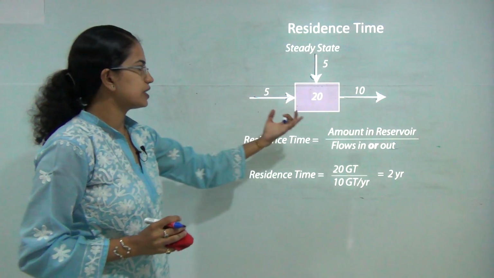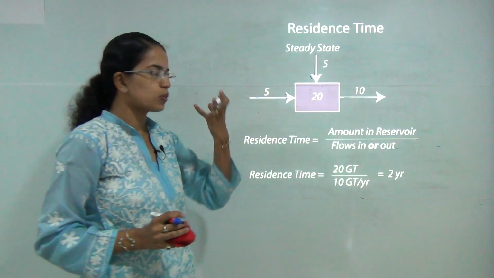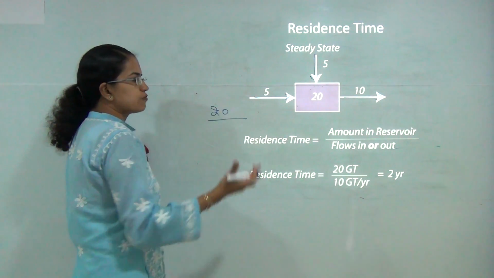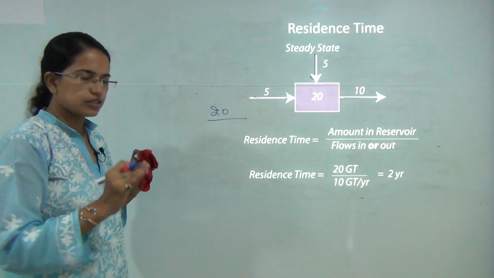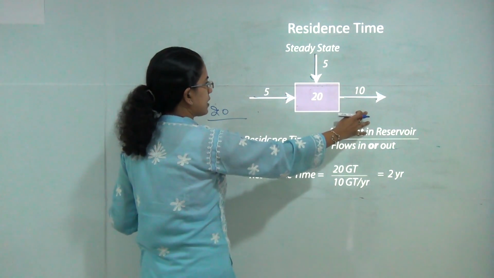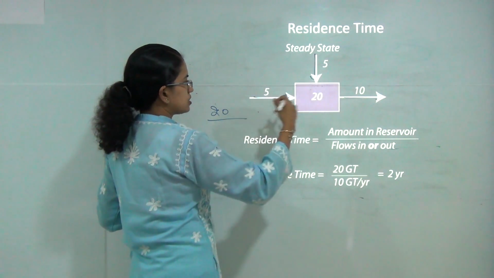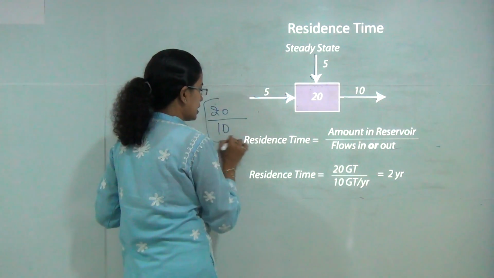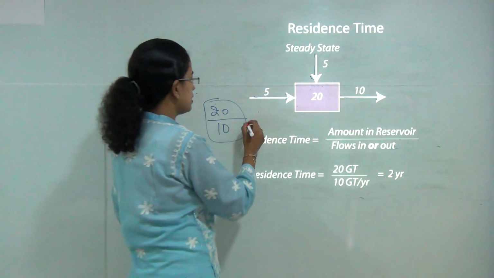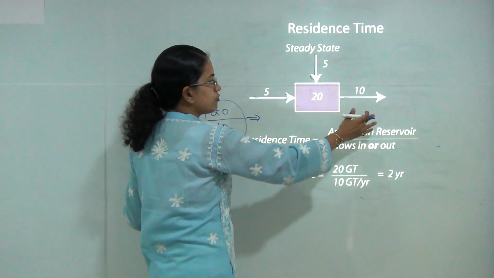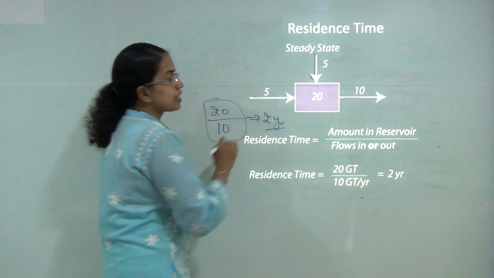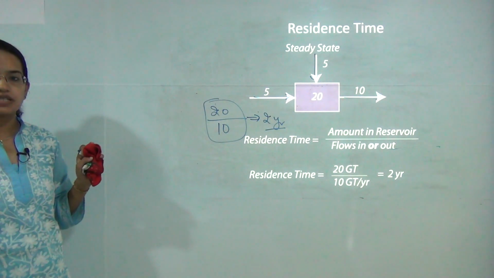If I want to calculate the residence time, I can say it is the total capacity of the reservoir divided by the amount that is flowing in or out. We can use either. So if I calculate in, it is 10, and if I calculate out, it is again 10. So since there is an equilibrium, it is known as a steady state equilibrium, because you have a balance between the inflow and the outflow, and here the residence time would be say 2 years. Now this residence time varies from region to region.